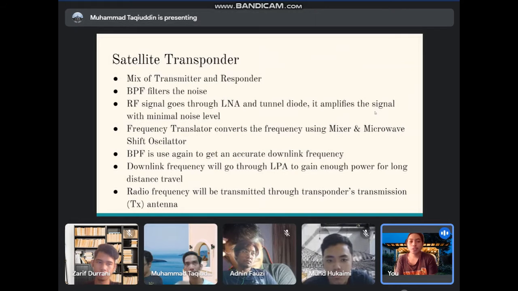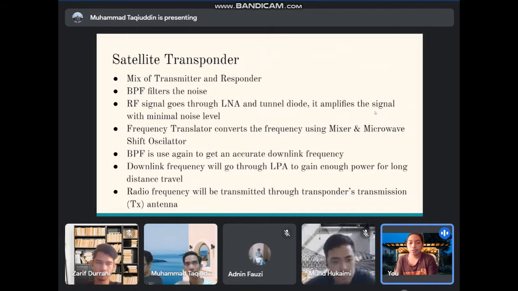Our transponder consists of the following subsections: the receiving RX antenna, a bandpass filter BPF, a low noise amplifier LNA, a frequency translator, a low power amplifier, and a transmitting antenna. The transponder implies transmitter plus responder. The transmitted frequency from the uplink section and the received frequency at the transponder via the receiving antenna are the same.